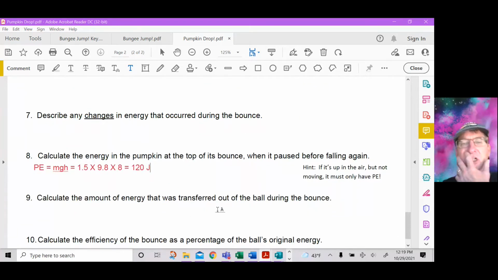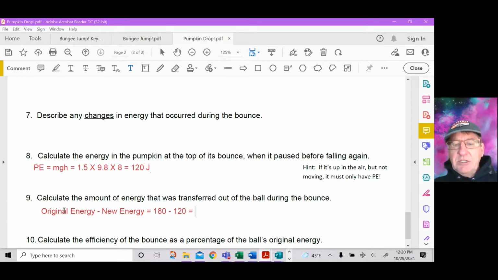So the amount of energy transferred out must just be subtraction. It's the original, oh, nice spelling, huh? The original, there, nope, I was right the first time. Original energy minus the new energy would be 180 joules minus 120.